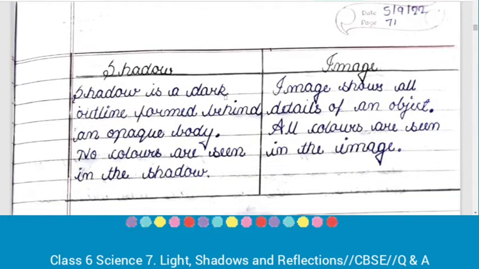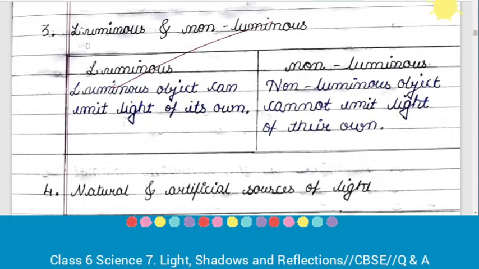Now, difference between shadow and image. What is shadow? Shadow is a dark outline formed behind an opaque body. No colors are seen in the shadow. What is image? Image shows all details of an object. All colors are seen in the image. Third difference is luminous and non-luminous. Luminous objects emit light of their own, whereas non-luminous objects cannot emit light of their own.